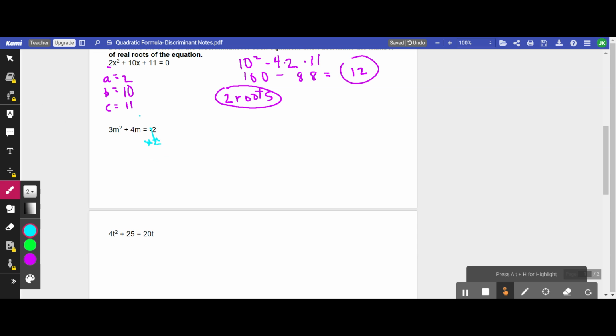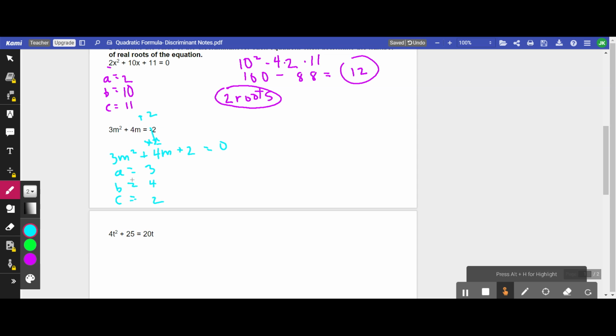So we're adding 2. So you'll have 3m squared plus 4m plus 2 equals 0. And then you'll figure out the a, b, and c before you sub them. So remember, the a is the coefficient of your x squared term, which is the m here. You have m's instead, but your a will still be 3. And then your b is the coefficient of your x term, which here will be 4. And then c is the term by itself there, the 2, the constant.